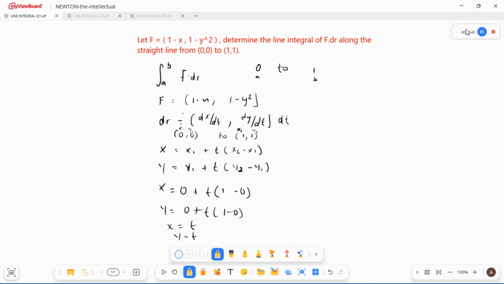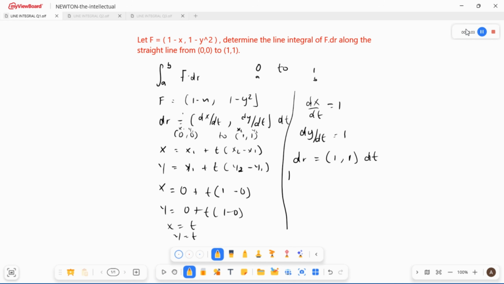Now that we have this, we can easily find dx/dt. We can find dx/dt by differentiating t with respect to t, which is equal to 1, and we can find dy/dt, which is also equal to 1. Now that we have this, we can write our dr as 1, 1 dt.